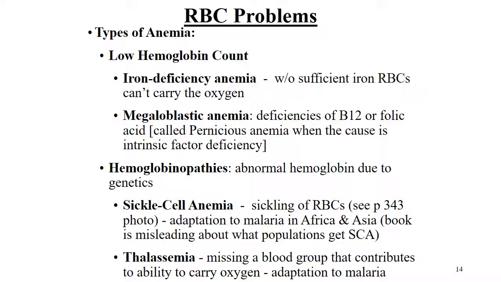And finally, thalassemia. This is also an adaptation to malaria, where irregular blood cells that contribute to lower abilities to carry oxygen have also been shown to reduce malarial infections in populations and increase survivorship in those areas.